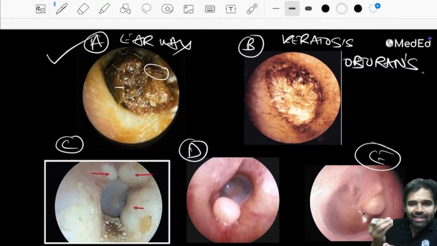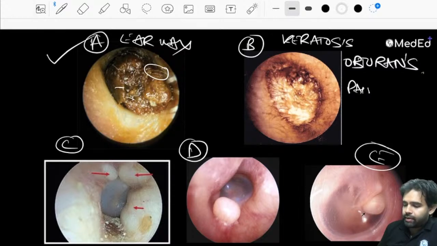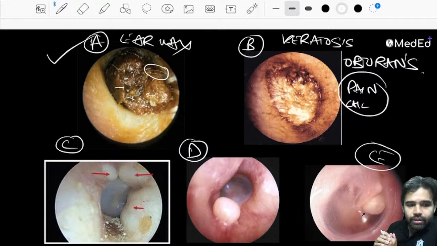Whereas ear wax is cerumen. It is produced by the cells near the hair follicle, so it is much softer. But keratin is hard. You have to surgically remove this. And the patient will have more pain, a very painful condition, and conductive hearing loss in this particular scenario.